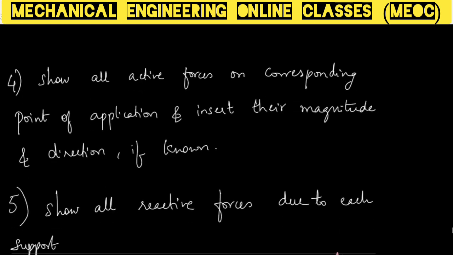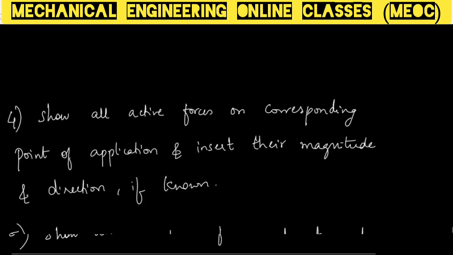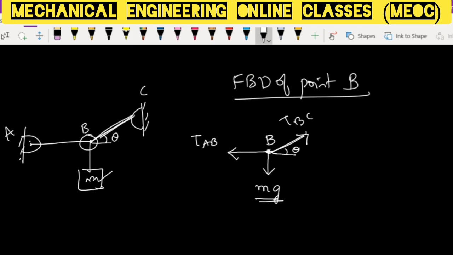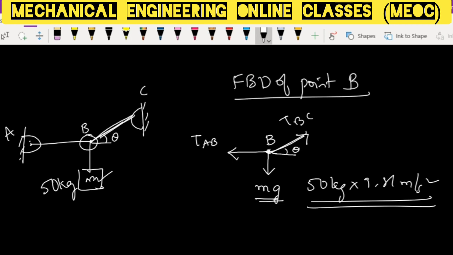So we should show all the active forces at their corresponding points of application, and we should also insert their magnitude and direction if we know them. For example, here in this case, if we know the value of M, suppose M is 50 kilogram, then this will be 50 kilogram into 9.81 meter per second square. We have to find this and write that particular value here. And if TAB and TBC are known, we have to put those values here. If they are unknown, then we will just leave them as names, but we have to put all that we know exactly.